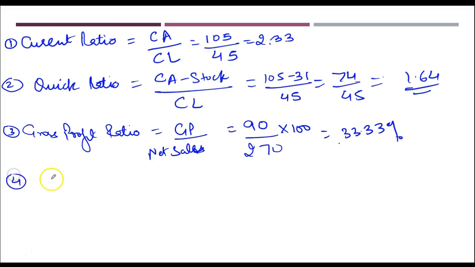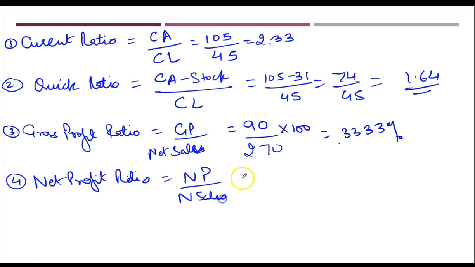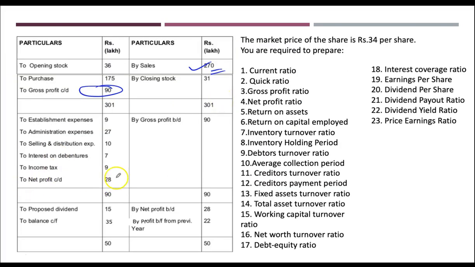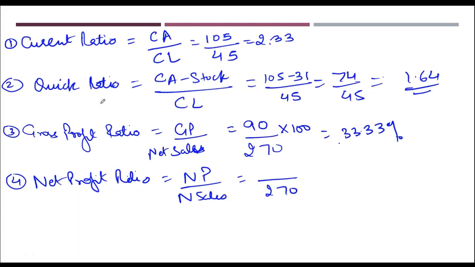ठीक है, now the next is the net profit ratio. And simple, it is also net profit divided by net sales. Here we have 270. Net profit भी हमें दे रखा है, which is 28. So 28 divided by 270 into 100 will come around 10.37%.